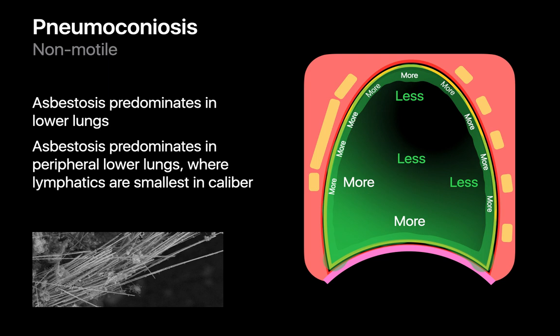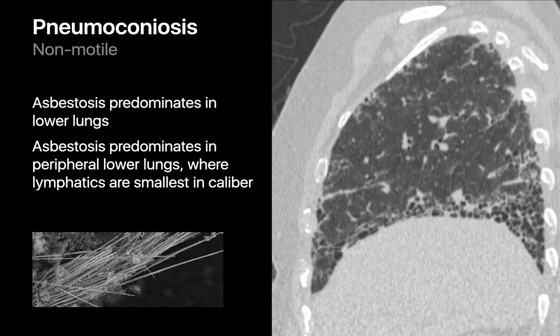Well, this does have to do with the lymphatic system. Lymphatic channels tend to be small in caliber in the lung periphery. If any asbestos fibers do reach the lymphatic system after they've been inhaled, they're more likely to get stuck here than in larger lymphatic channels more centrally. And that's why asbestosis usually occurs in a peripheral lower lung distribution.